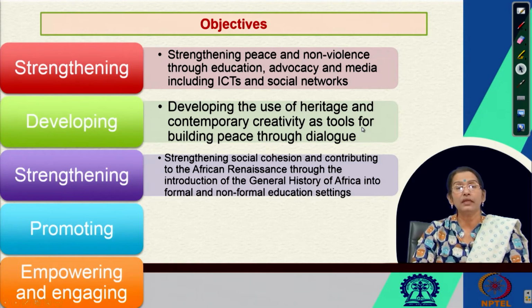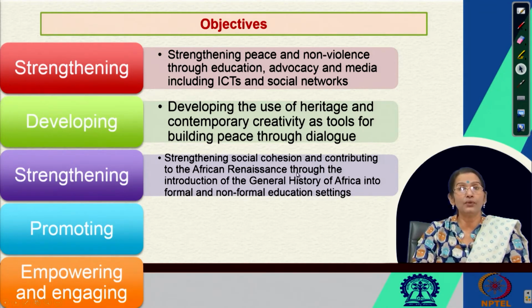That is also one effort for not only protecting and preserving, but also nurturing our creativity and preserving it for our future generation.